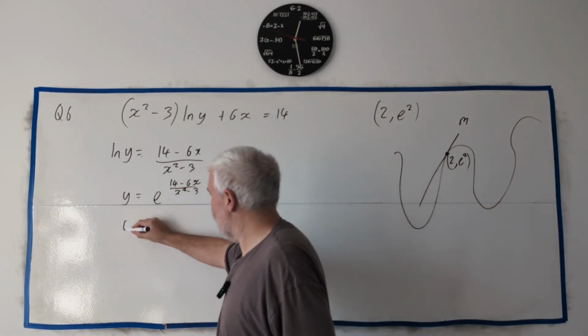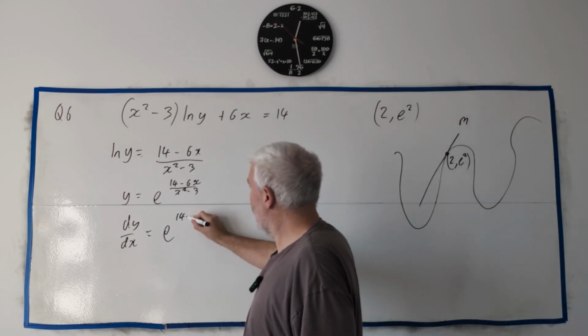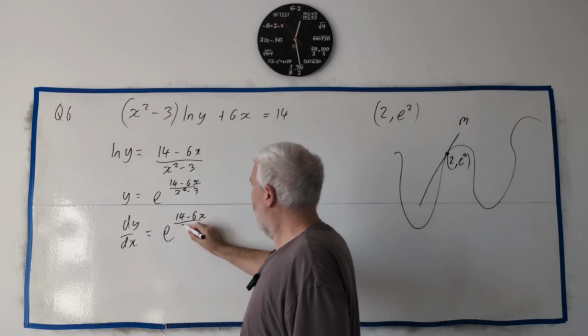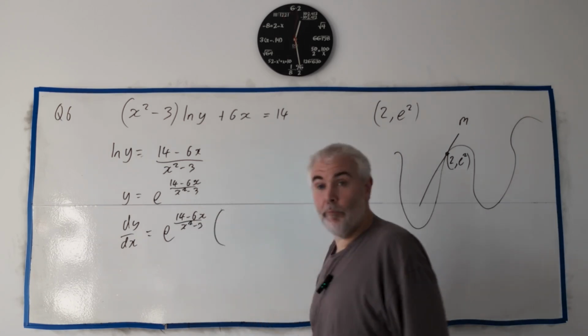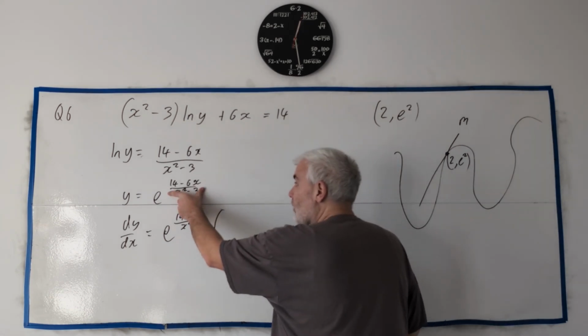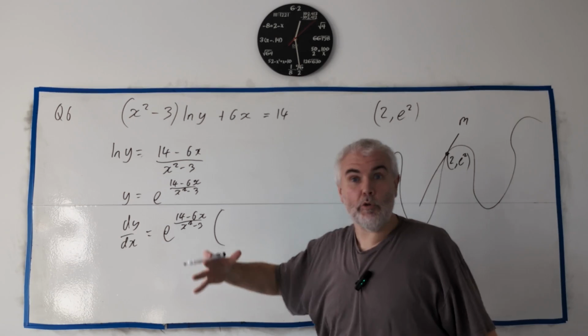I'll start writing the answer, I suppose. dy dx is equal to e to the power of (14 minus 6x) over (x squared minus 3). But the chain rule says then we need to multiply that by the derivative of the exponent up here. So really, you just have to differentiate up here. And that's the quotient rule.